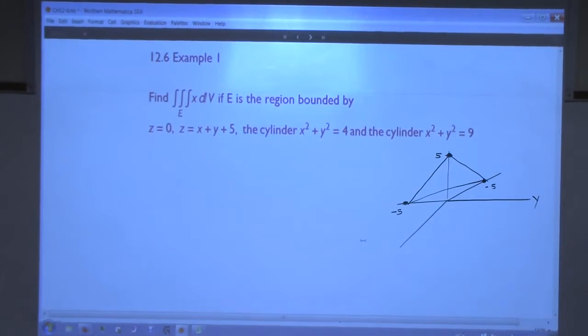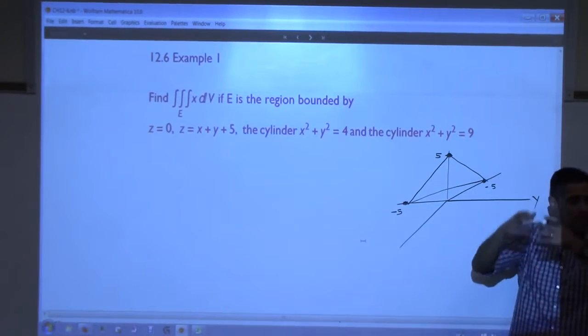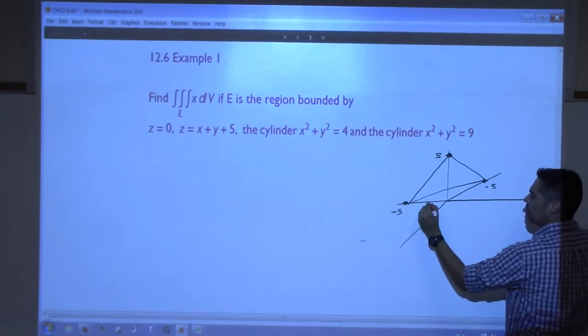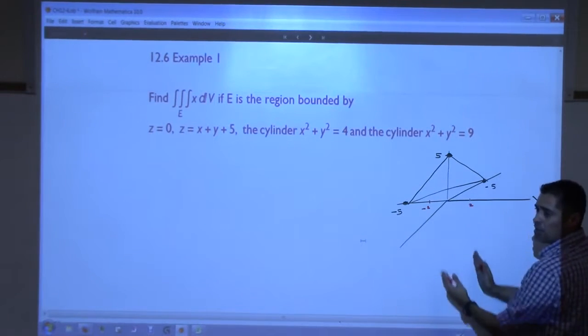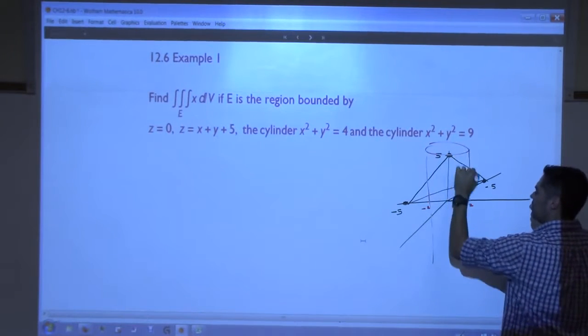It extends in all directions. I have a cylinder: x squared plus y squared equals 4. That cylinder goes up and down and has a radius of 2, so 2 here and 2 there. I imagine this cylinder going up and down here. This is going to become messy.